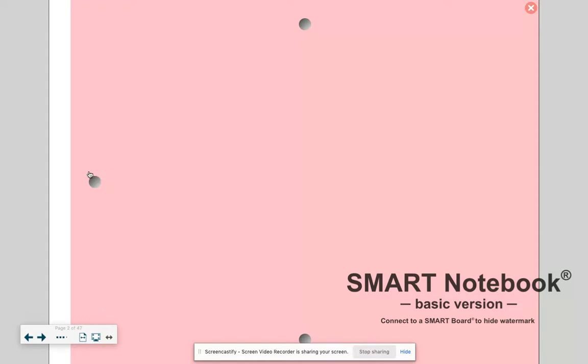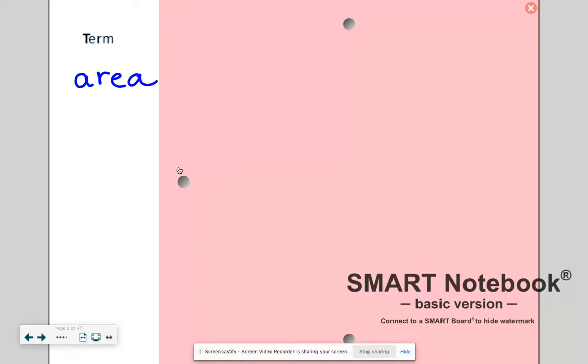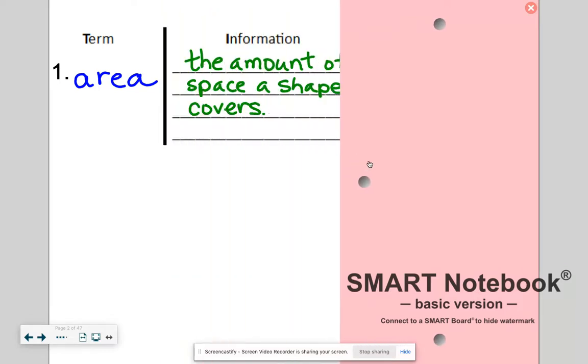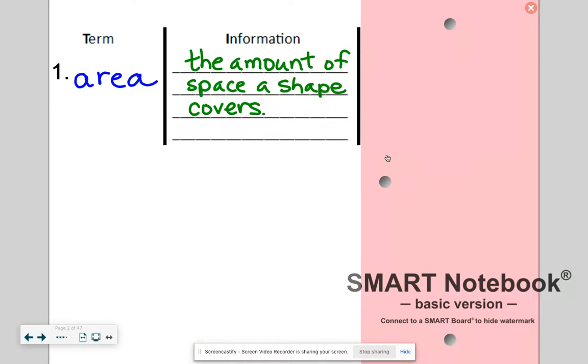All right, guys, now that you have your tip charts, this is going to be number 1 for Unit 3, and our term is area. Now, you might have heard me talk about area last week in my videos. So this is going to be number 1, and this is area. A-R-E-A. So go ahead and write that beside term. All right, and information is the amount of space a shape covers. The amount of space a shape covers.